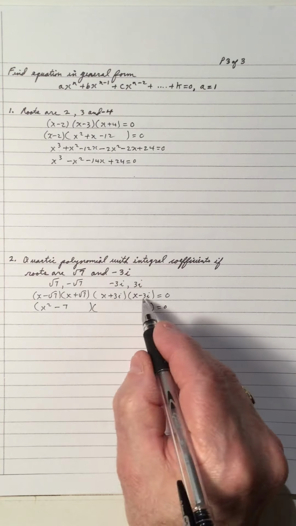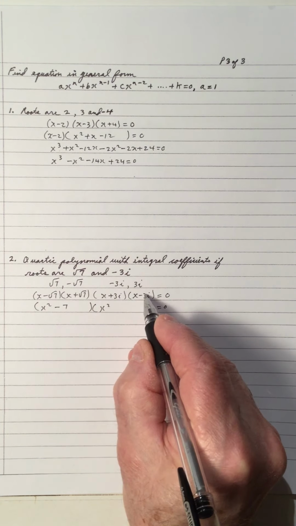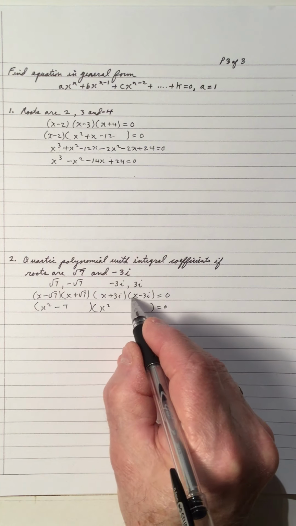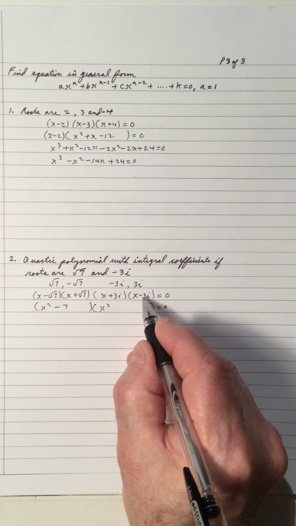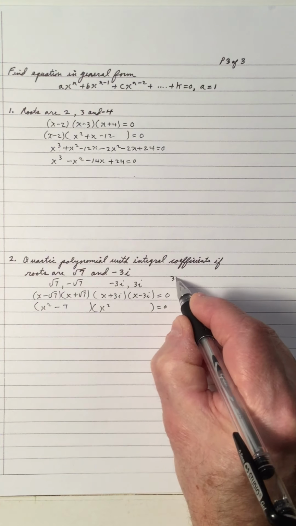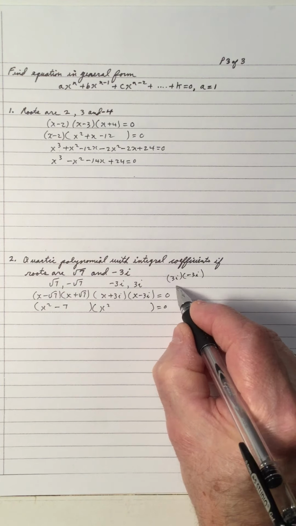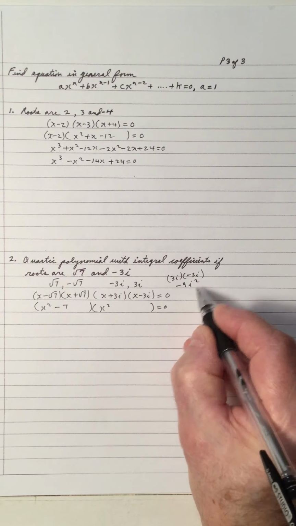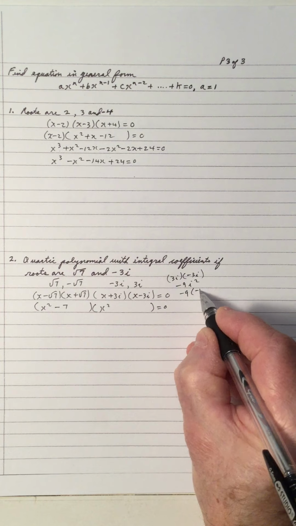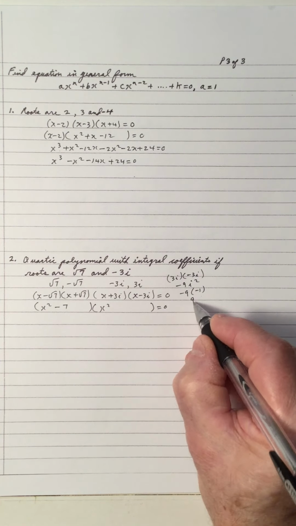So let's multiply these two. We get x times x is x squared. Outside is negative 3ix. Inside is a positive 3ix. They give you 0 when you add. And then here we get 3i times negative 3i. That's a negative 9i squared. But i squared is negative 1, according to the previous unit that we did. So that gives us a positive 9.